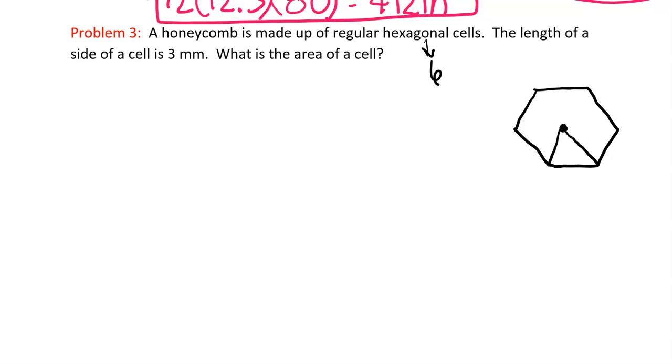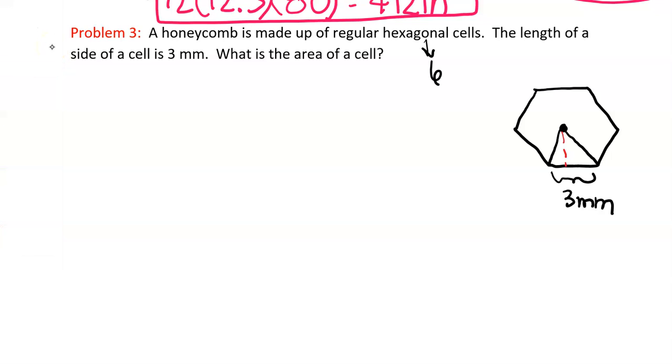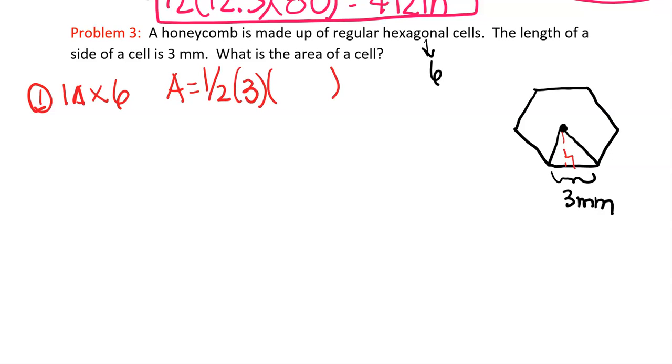I'm just going to do one of the triangles. The length of the side is 3 millimeters. What is the area of one of these cells? So the area of the whole thing. So first of all, we do not have the height, but we do have the base. So step number 1, one triangle times 6. So area equals 1/2 times the base, which is 3, times the height we do not know.